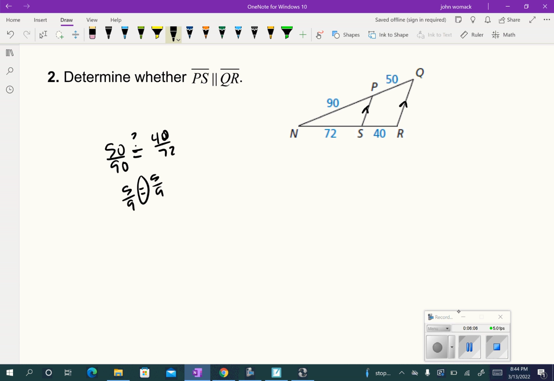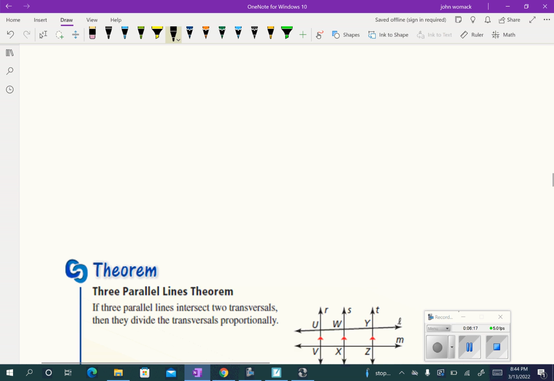So it works both ways. If the segments are parallel, then the segments formed will be proportional. If they're proportional, it proves that the lines are parallel also.